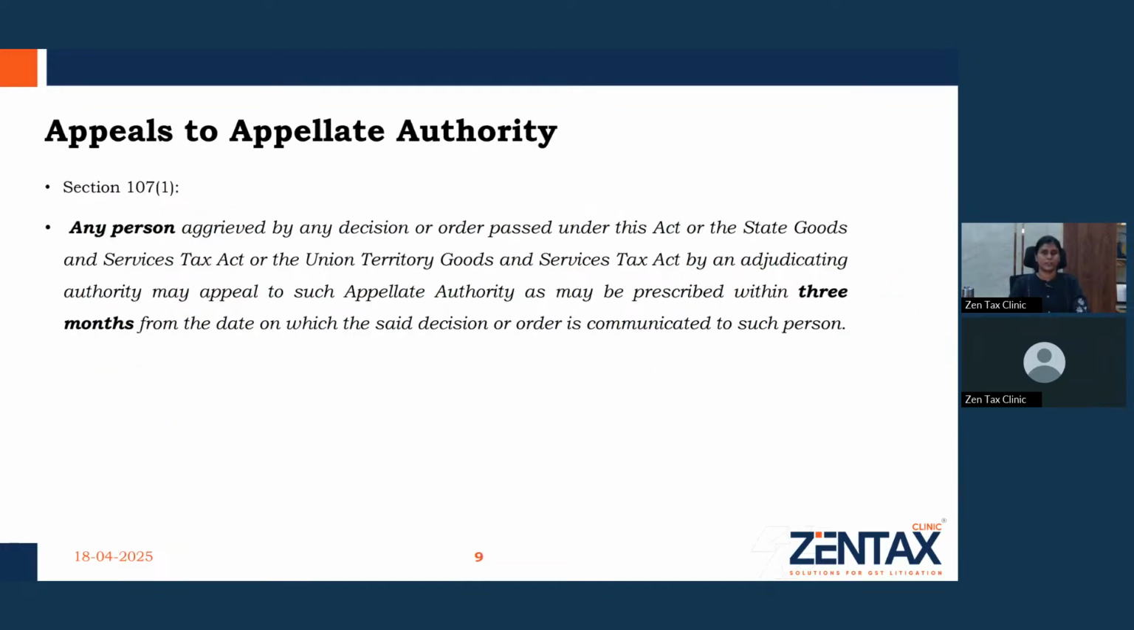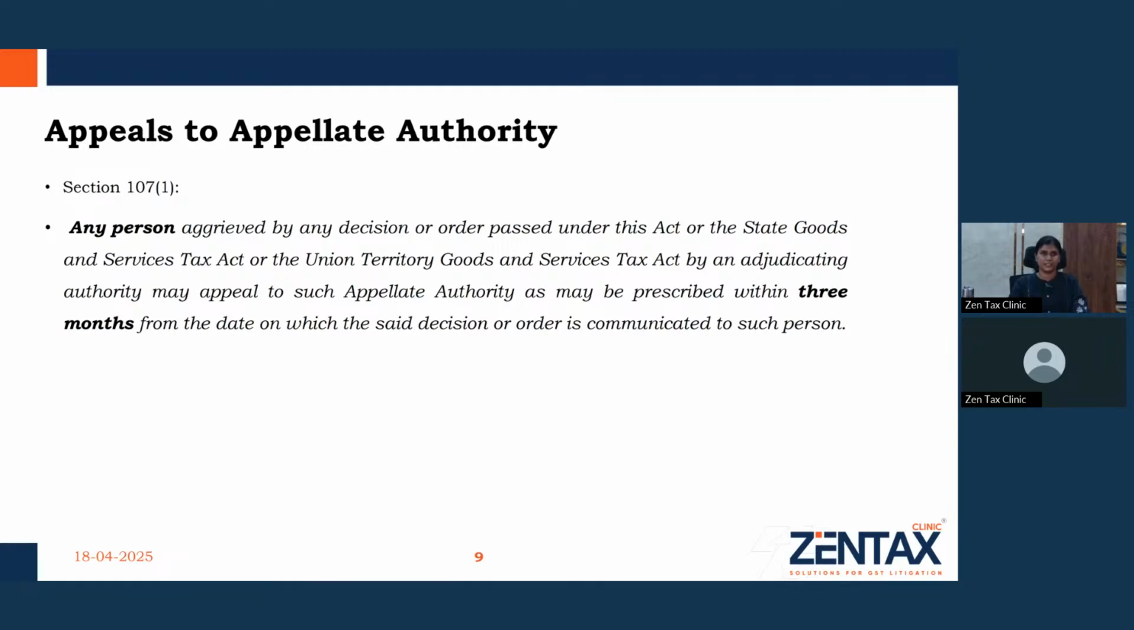Moving on, now we will see the appeals and what are all the provisions given in section 107 of the CGST Act. This section 107 subsection 1 has provided regarding the appeal, that is, any person aggrieved by any decision or order passed under this Act or the SGST Act or UT GST Act by an adjudicating authority may appeal to such appellate authority as may be prescribed within a period of 3 months from the date on which such decision or order is communicated to such person.